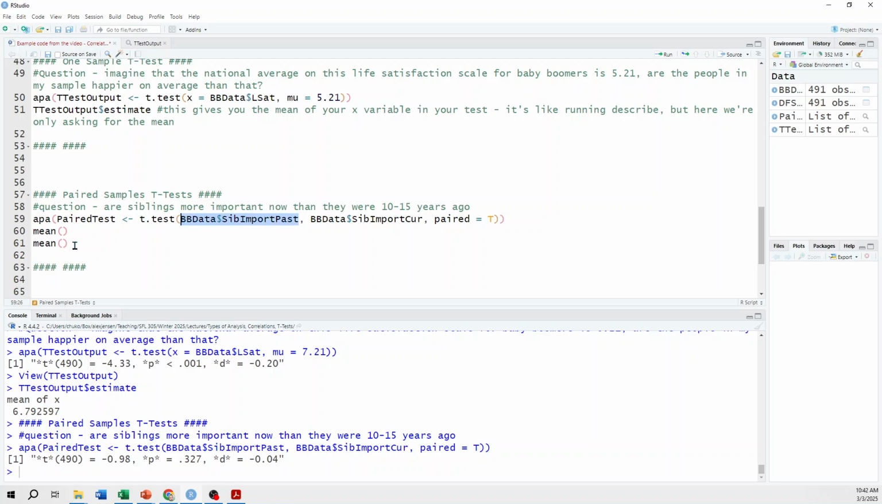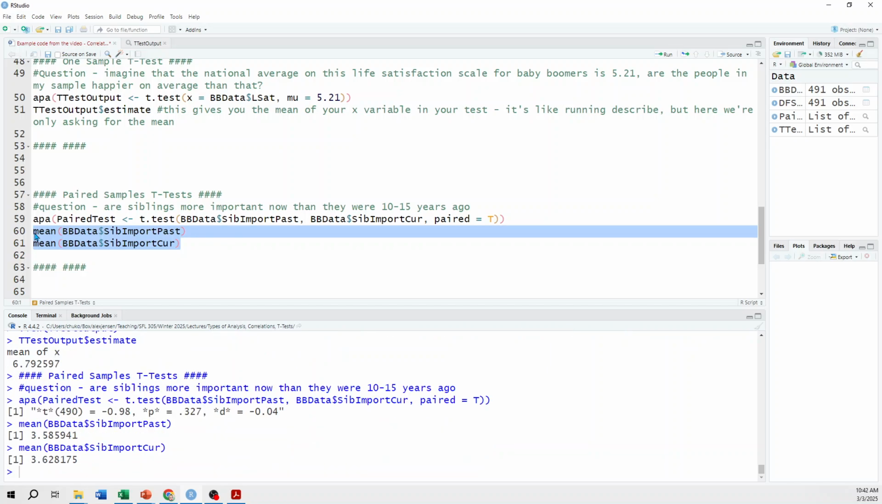Now we're going to just get the means of both of these numbers. We have it technically in the code book too, or we could run describe here. Either way is fine. But then we got those two means, and we're saying, yep, these two things are not actually different from one another. Okay, that is paired samples t-test.